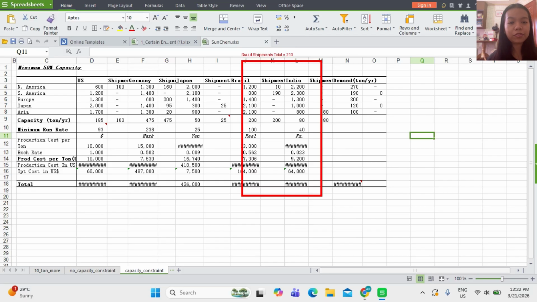And even with the 50% minimum run rate still active for everyone else, the total system cost dropped to 7.79 million. So this proves that Brazil is a leverage point in our network. Investing in Brazil's growth is the most effective way to offset the high costs of our US and India operations.